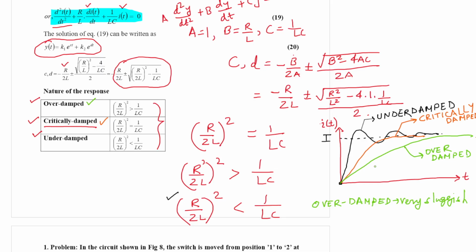Now the critically damped case, you see that the response is reaching the steady state value relatively in a faster way. So the critically damped system is less sluggish.